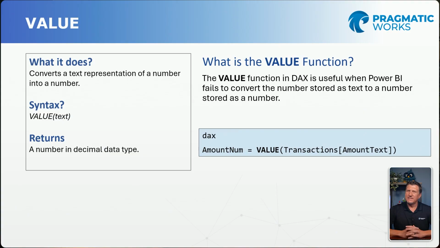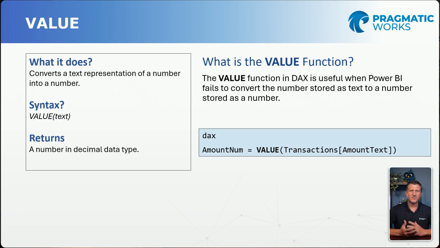The value function is useful, especially in Power BI, when Power BI fails to convert the number stored as text to a number stored as a number. This can happen when you're bringing in data from legacy systems, for example. Format does the opposite of value. Format converts a number to text. We did that a few modules ago.